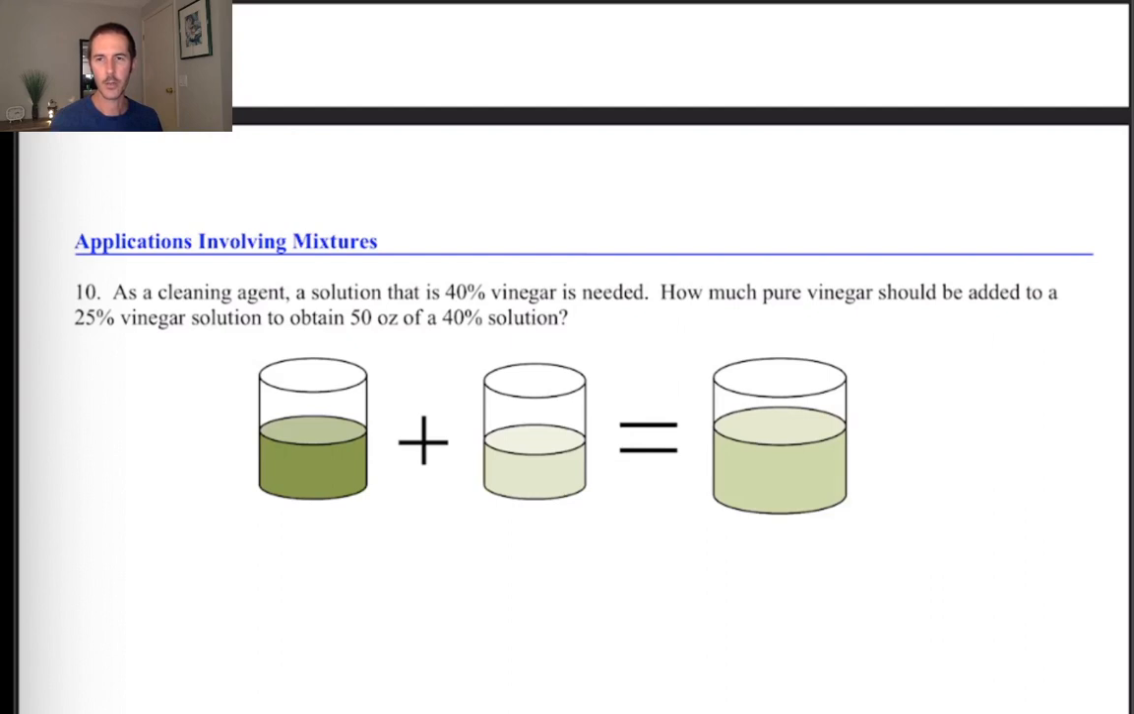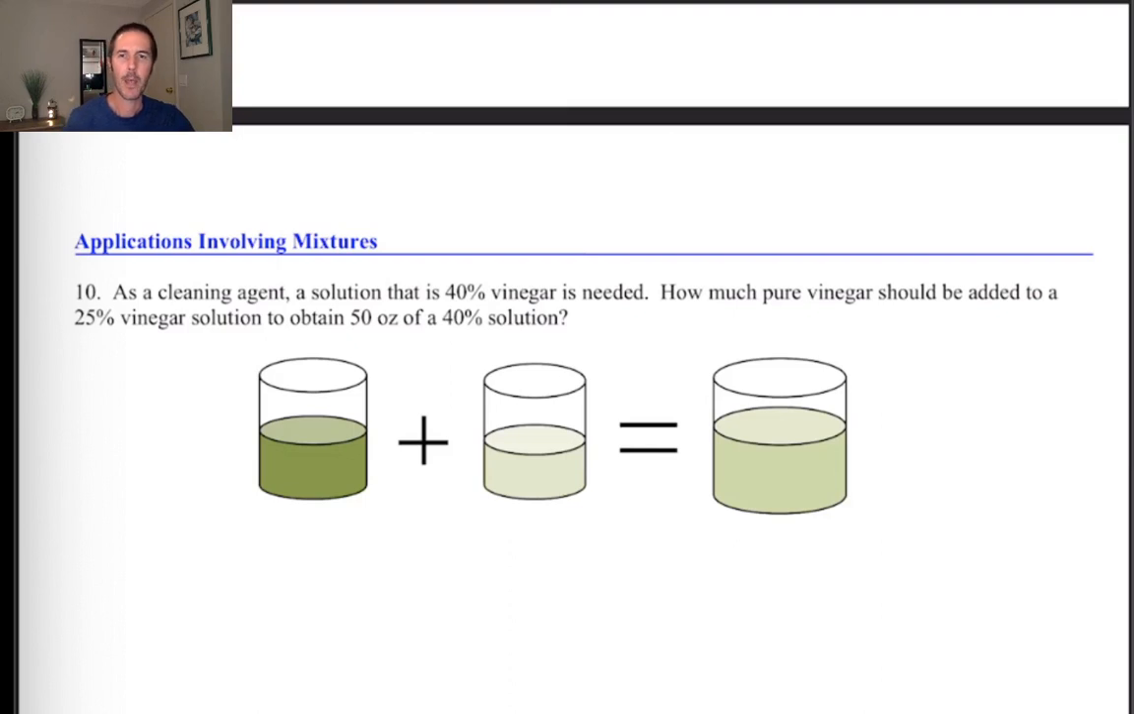As a cleaning agent, a solution that is 40% vinegar is needed. So instead of using Windex, you can make vinegar water and wash your windows with vinegar water. It doesn't smell very good, but it's not toxic, which is good. And if you want to use something where you're not going to get any lint, supposedly you can use newspaper, because newspaper is made of cotton or something, I think. So there's no lint involved.